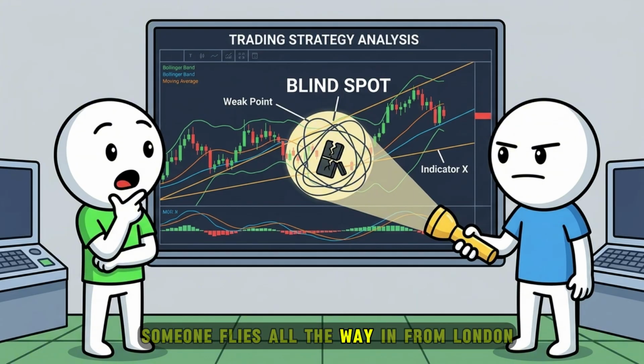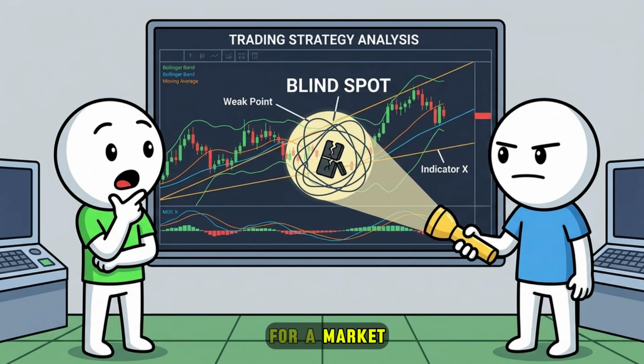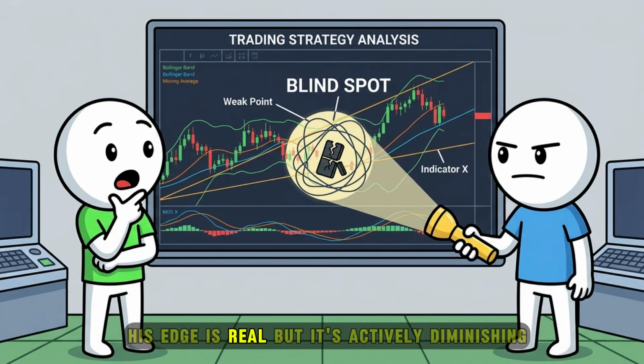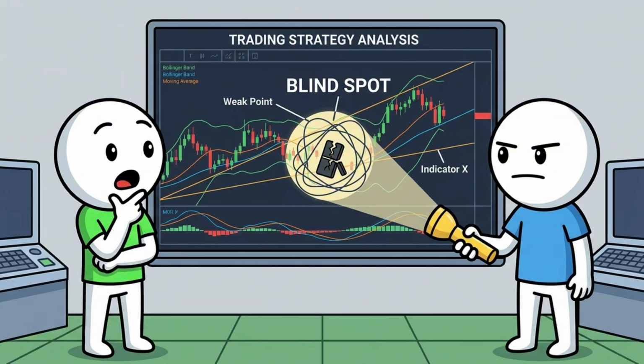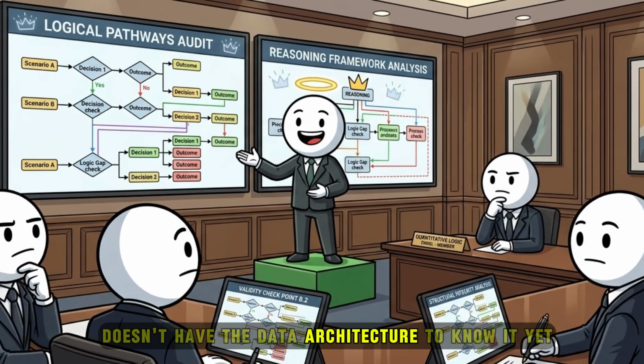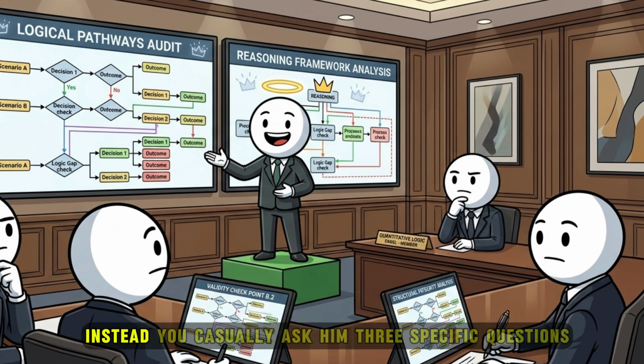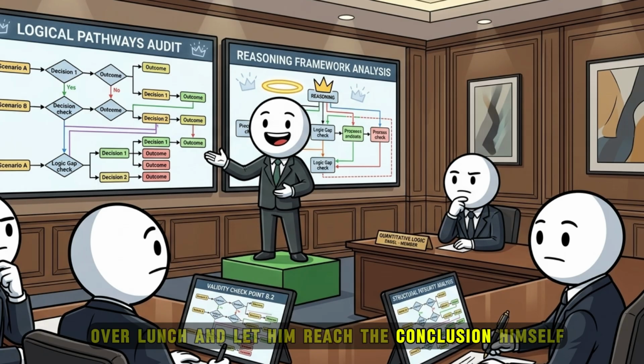Someone flies all the way in from London to spend a day with you. He's been trading for 9 years. He's genuinely good. Inside of 30 minutes, you can see his exact blind spot. He's been heavily optimizing for a market structure that completely rotated 18 months ago. His edge is real, but it's actively diminishing, and he simply doesn't have the data architecture to know it yet. You don't tell him in those exact harsh words. Instead, you casually ask him 3 specific questions over lunch and let him reach the conclusion himself.